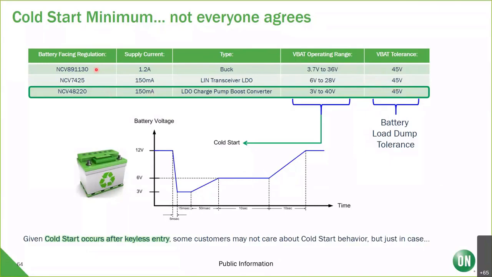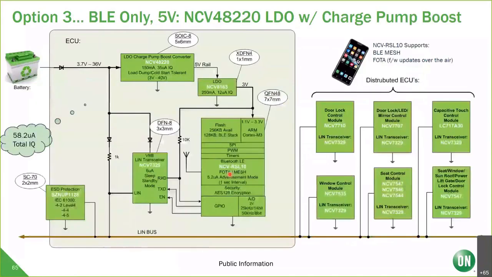So we have a number of devices that can face the battery, put out a certain amount of power, different types, and they have VBAT operating ranges. This device goes from 3.7 to 36 volts. This device goes from 6 volts to 28 volts, but I like this NCV48220. It's an LDO charge pump boost converter. It's a combination charge pump LDO, and it puts out a constant 5 volts or 3.3 volts, whichever you choose, with an input going from 3 volts to 40 volts, which covers you in this cold start load dump scenario. So it's a really nice device.